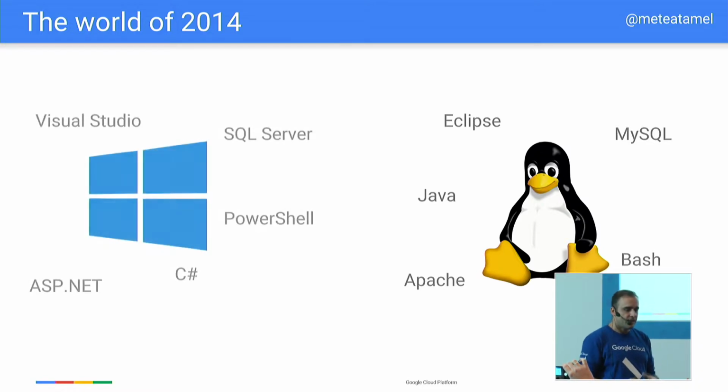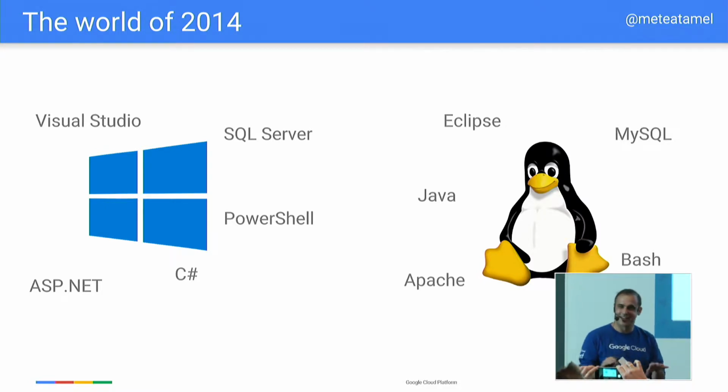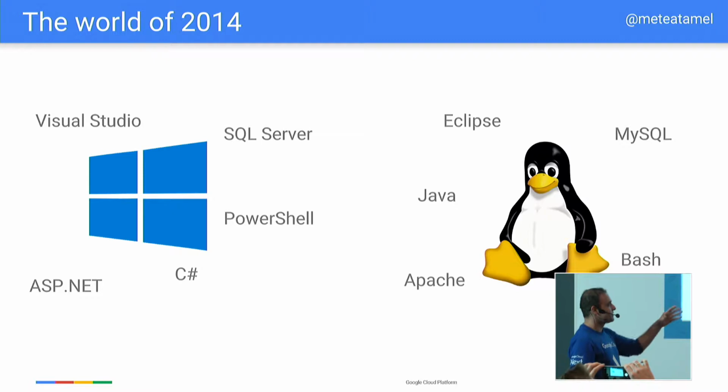And then we had the Windows world that we lived in. And it was similar things, but slightly different. So instead of Java, we had C#, which is better than Java, right? Okay. I won't get into that. But then instead of Bash, we had PowerShell. Instead of MySQL, we had SQL Server.